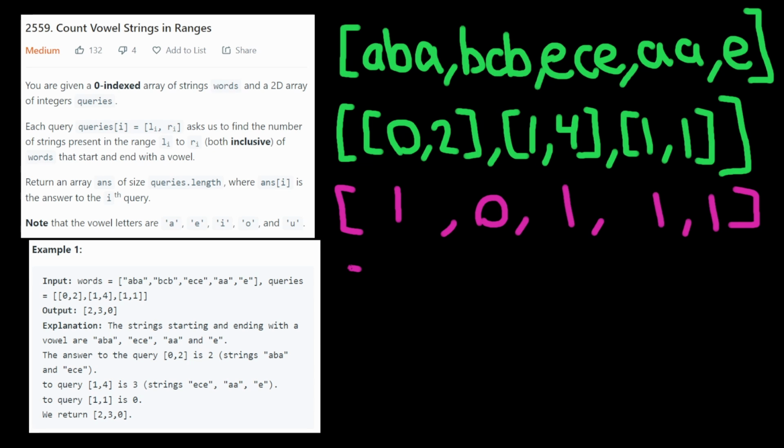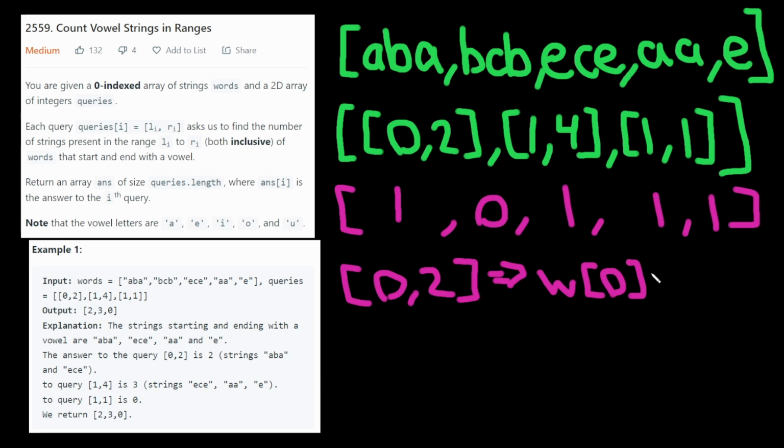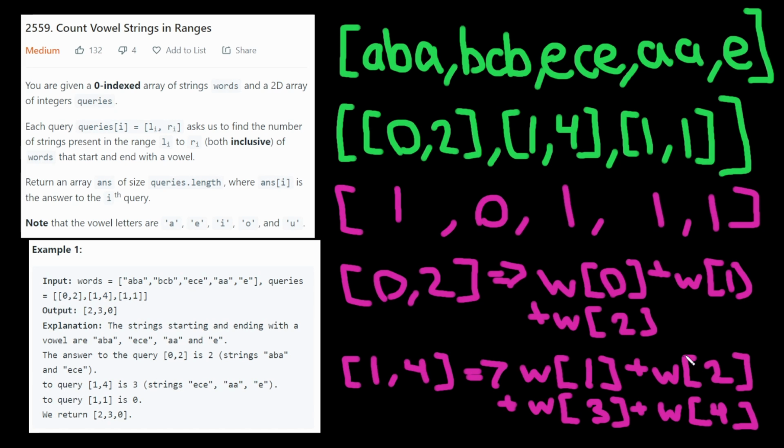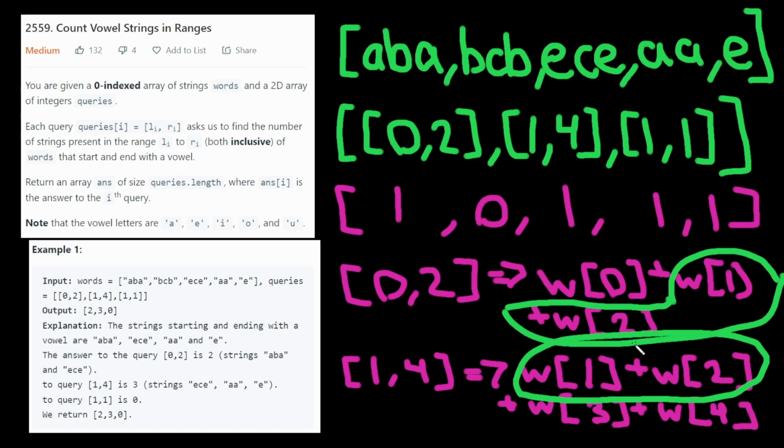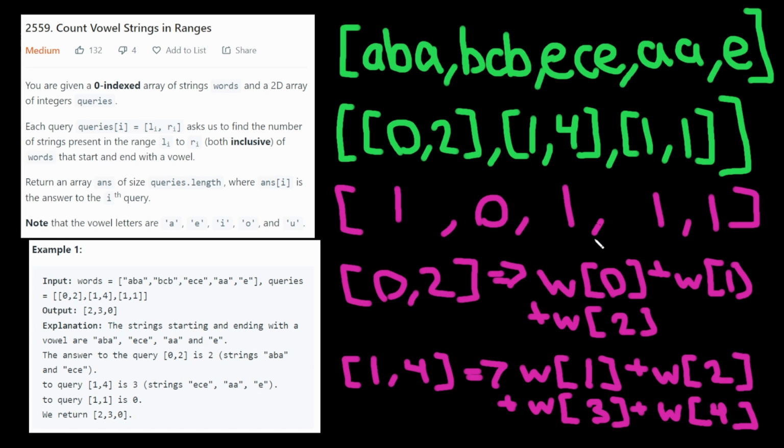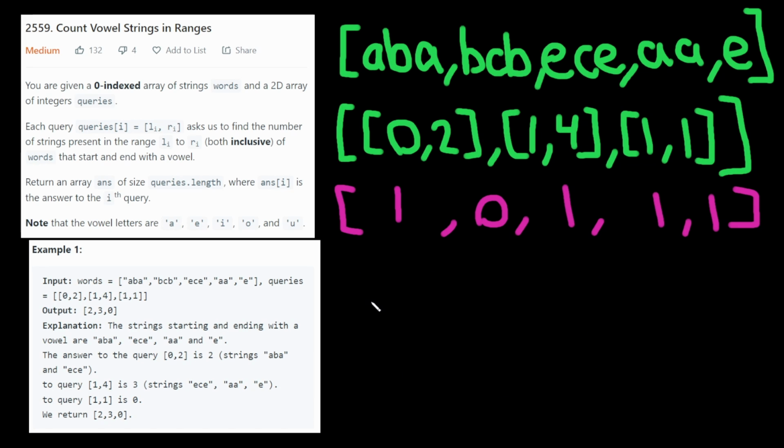So if we break the queries down, the query from 0 to 2 is actually equal to word at 0 plus word at 1 plus word at 2. And the query from 1 to 4 is equal to this. You'll notice that they share a portion of the query, and we don't want to recalculate that every single time that we do a query. This lends itself very well to dynamic programming because we can reuse parts of what we've already calculated. So what we want to do is calculate the prefix sum of the array.